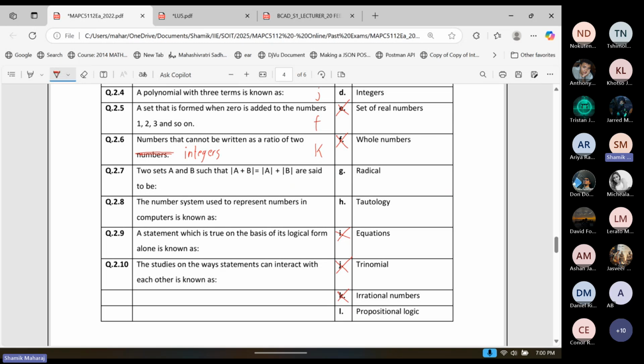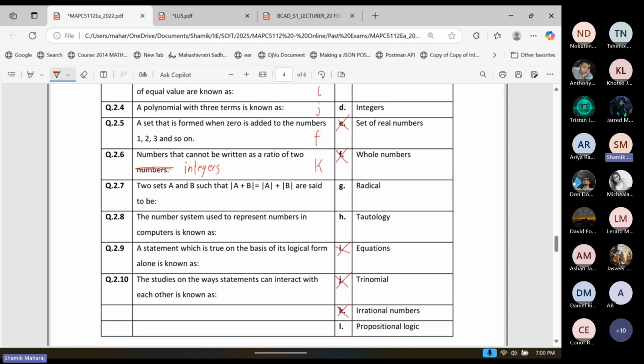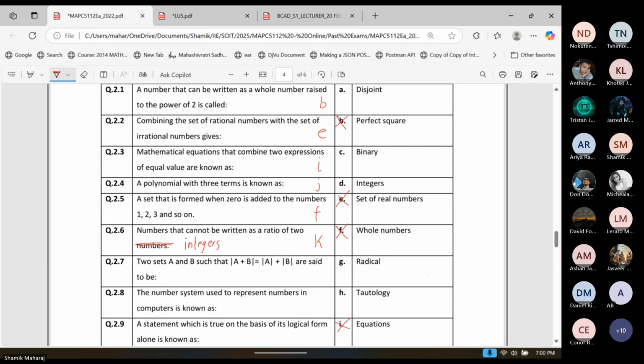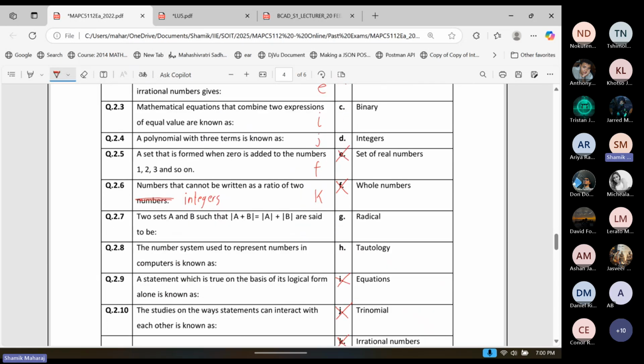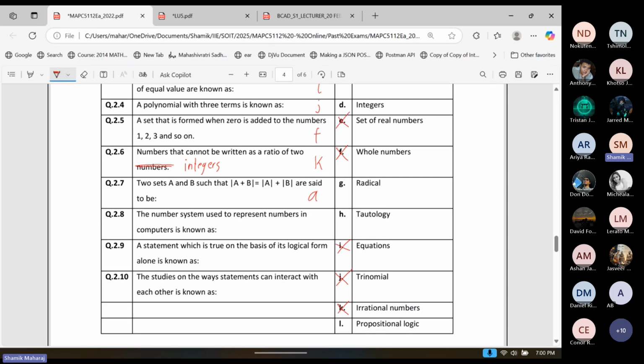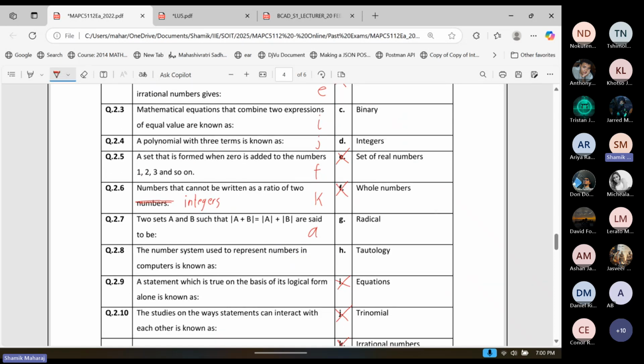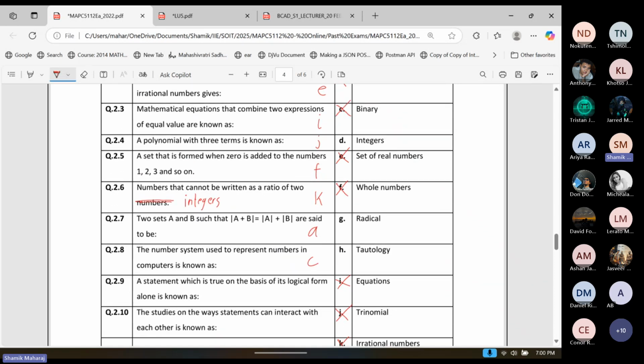2.7. Two sets A and B such that this rule applies, and that is said to be, there's a word on the tip of my tongue. What's the word? I think it was disjoint. There it is up here. It's A, right? Disjoint is the word. So multiple choice helps a lot, hey? 2.8. The number system used to represent numbers in a computer is known as, that must be binary. Is that here? That's C. So we'll take that one.